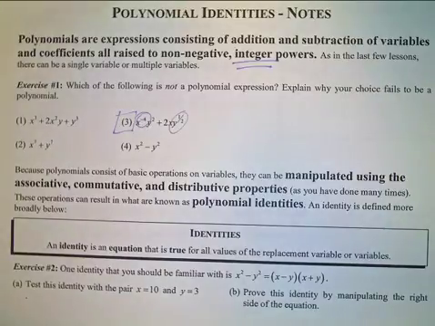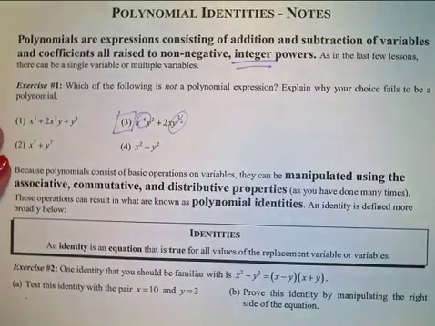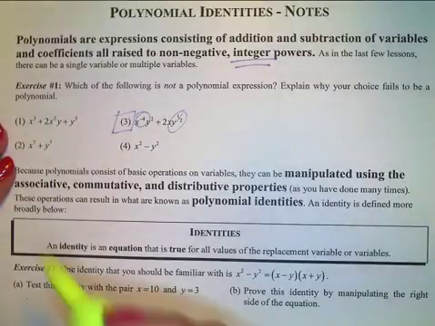Because polynomials consist of basic operations on variables, they can be manipulated using the associative, commutative, and distributive properties, as you have done many times. If you don't know those 3 properties, then please go and look them up. These operations can result in what are known as polynomial identities. An identity is defined more broadly below. So an identity is an equation that is true for all values of the replacement variable or variables.